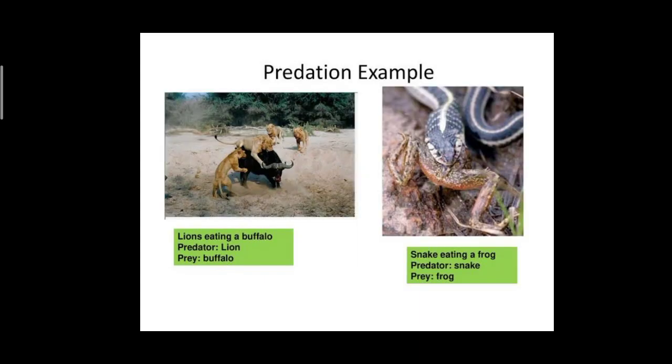Okay, we have an example of predation. On the picture, we can see that the lion is eating a buffalo. Okay, predator natin is the lion kasi siya yung kumakain, and the prey is the buffalo kasi siya yung kinakain. Another one is a snake eating a frog. The predator is the snake, siya yung pumapatay, and the victim is the prey, which is the frog. Okay, so that is an example of predation.